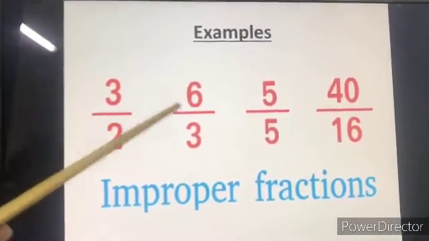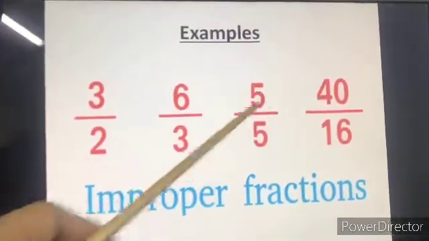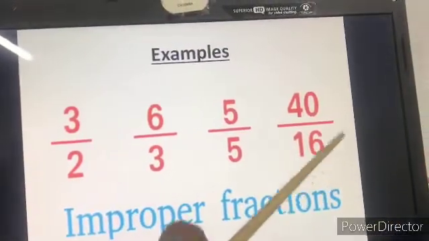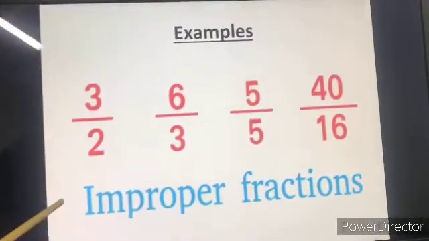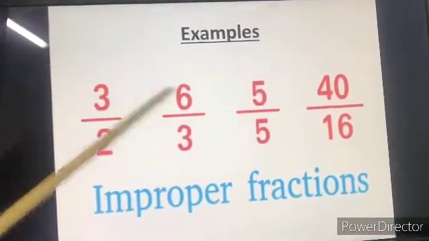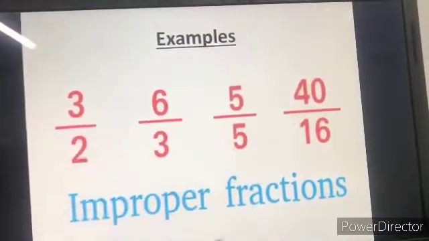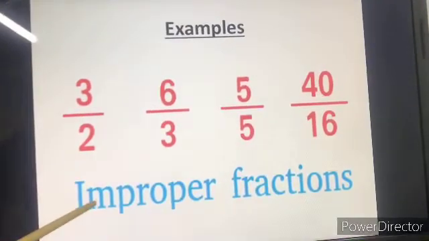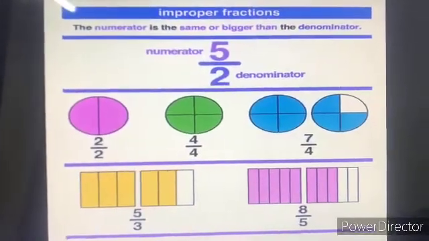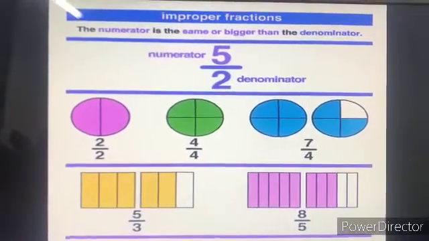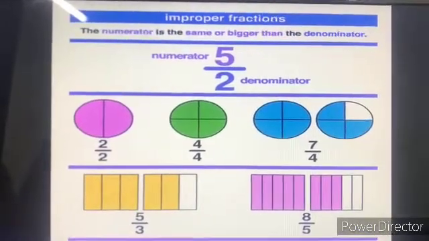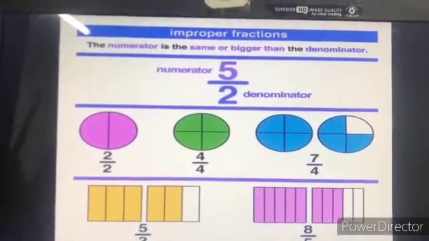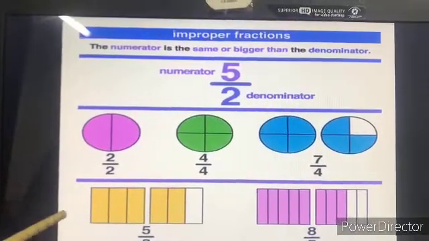Here you can see in all these examples, all the numerators are greater than the denominators. All the denominators are smaller and all the numerators are greater. So in that case, you will say it is an improper fraction. Here you go with the question: how can we take 5 parts out of 2? Simply, we can't.